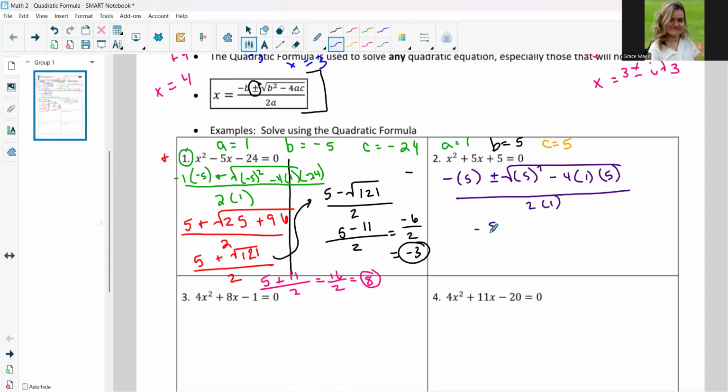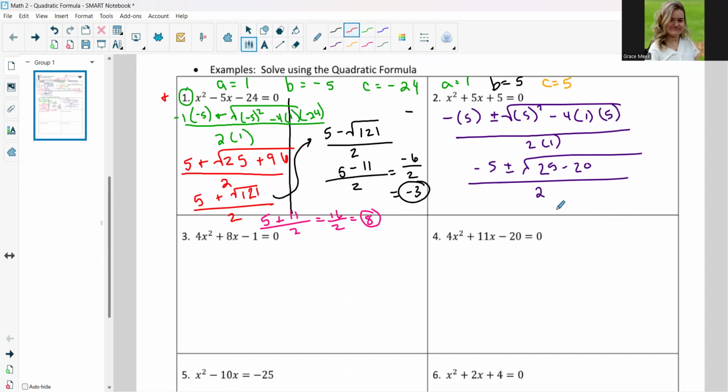So then this would be negative 5 plus or minus the square root of 25. This time it's 4 times 1 times 5, and it's negative 4. So this would be minus 20, divided by 2, because 2 times 1 is 2.